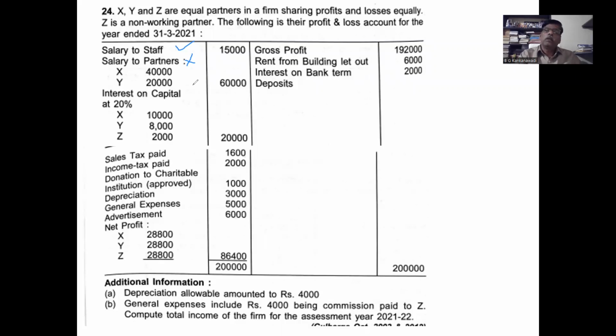So 8 by 20 is disallowed. Sales tax paid is allowable. Provision for sales tax is disallowed. Income tax disallowed. Donation and charity disallowed. Then depreciation allowable. General expense allowable. Advertisement allowable. Net profit is there.